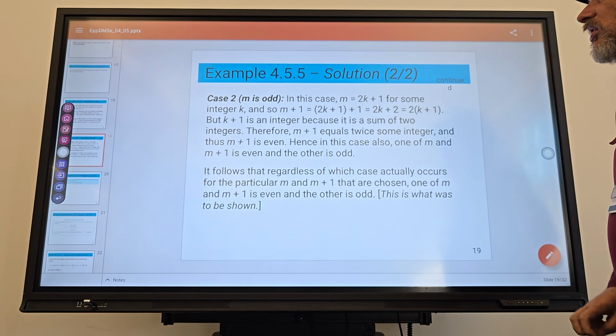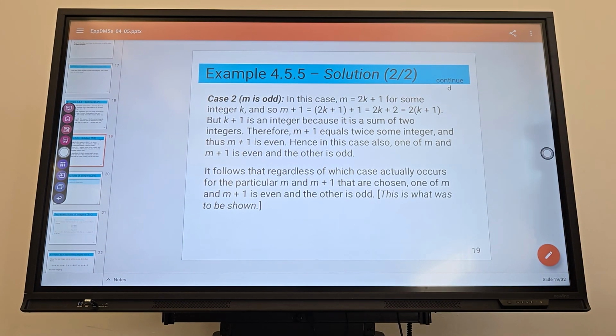The other case, m is odd, which means m equals 2k plus 1 for some integer k, so m plus 1 equals 2k plus 2, which equals 2 times the quantity k plus 1. But k plus 1 is an integer, therefore m plus 1 equals twice some integer, and thus m plus 1 is even. Therefore, in this case also, one of m and m plus 1 is even and the other is odd.